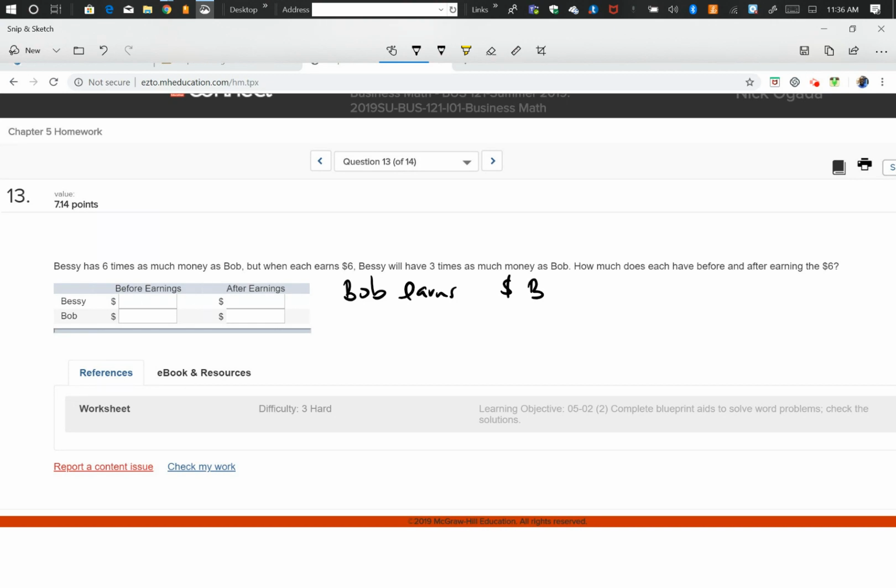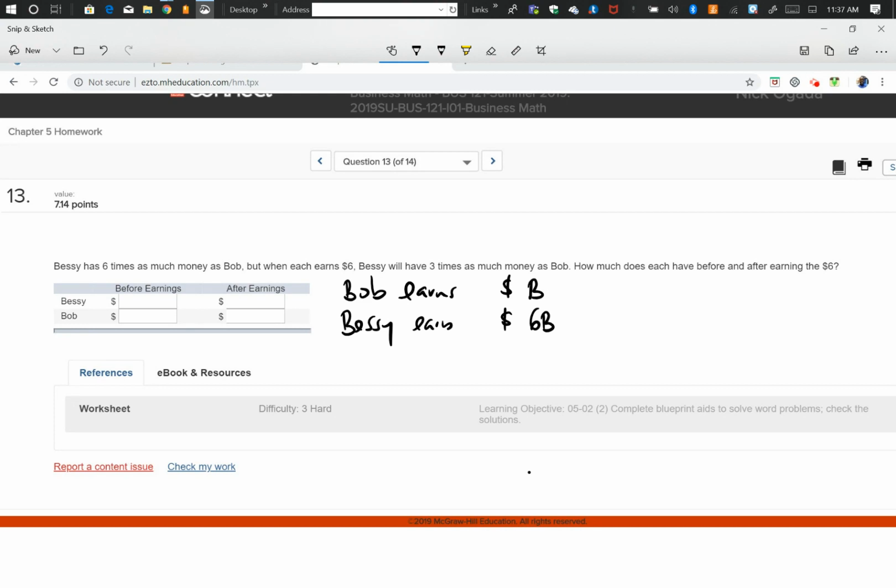We know that Bessie earns 6 times as much money as Bob. So if Bob earns B dollars, then Bessie earns 6 times what Bob earns. So in this case, Bessie earns 6B. That's the first scenario.